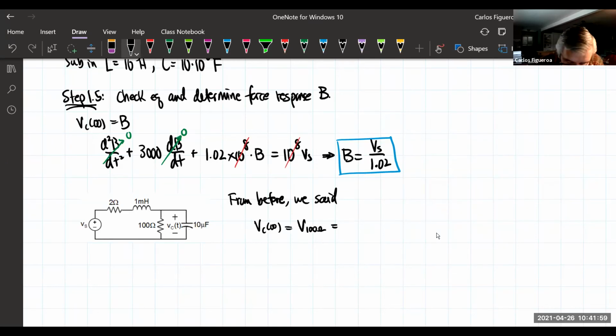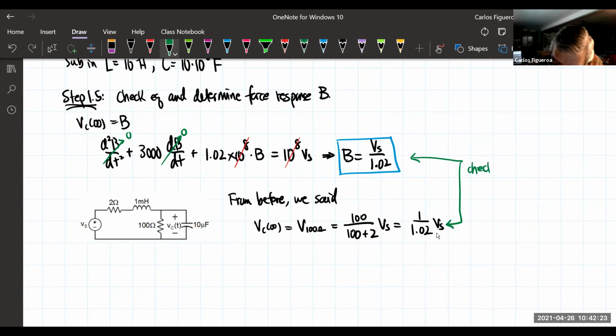And what we did here is that we went in and we did what? We said that this was going to be 100 divided by 100 plus 2 V source. So this is 1 divided by 1.02 V source. And you could see here that we're getting the exact same value. So this checks out. And therefore, our simple check is saying that it looks like it's good.